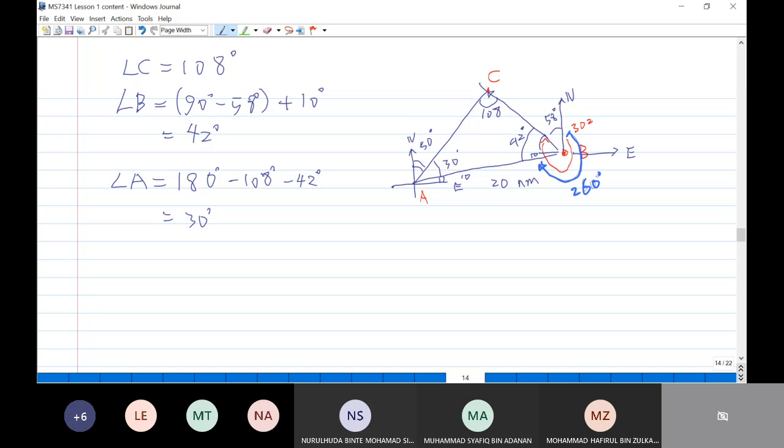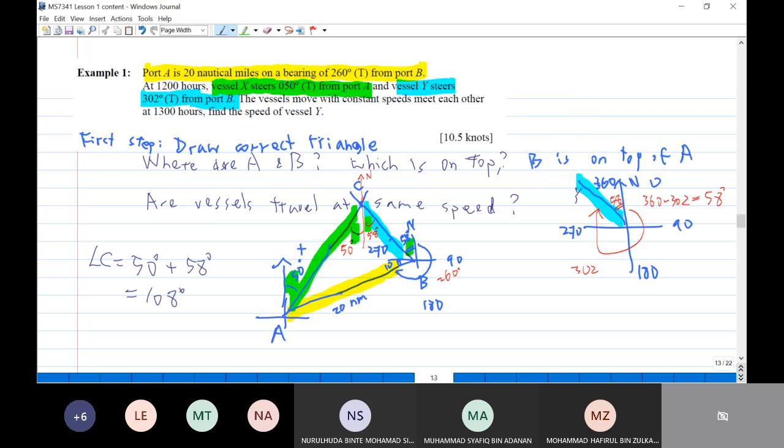Okay, so basically you have almost found all the angles except the side you want to find. So let's try to solve the triangle. After you find out what the missing part is, you can find it immediately. So what does the question ask you? Let's go back to the question. Okay, go back for a while. Find the speed of vessel Y. Okay, so we want to find the speed of vessel Y.